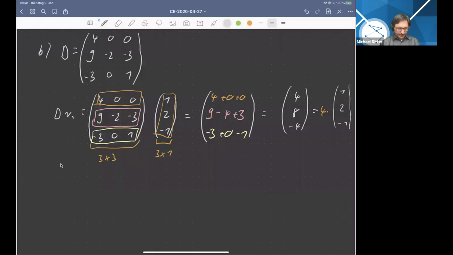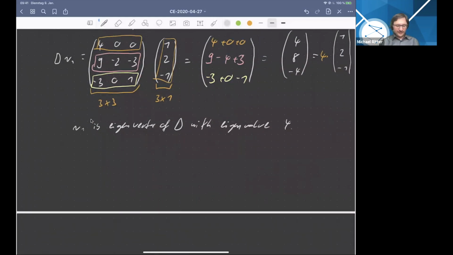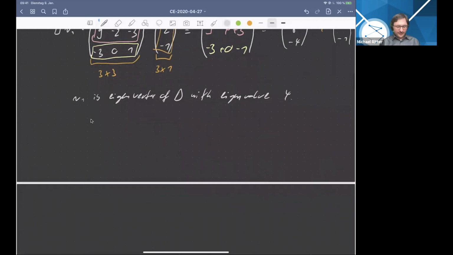So V1 is an eigenvector of D with eigenvalue 4. Okay, I hope that helped to clarify how this matrix vector multiplication works. Good, let's do all the other two as well.